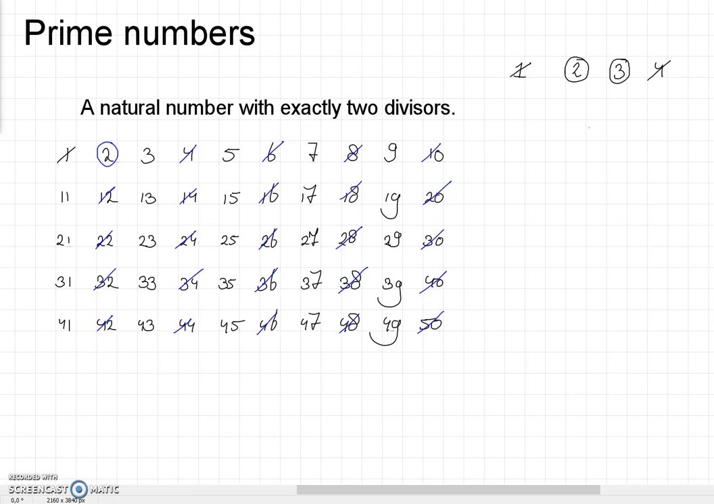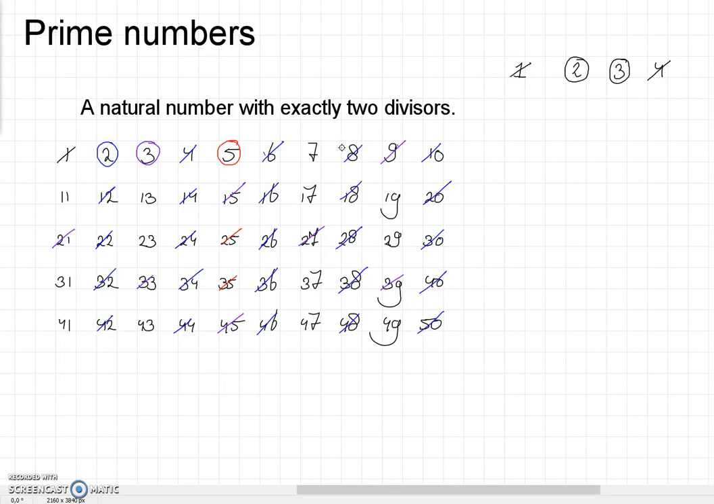Then we look at the next number, 3. 3 is a prime number, but everything divisible by 3 is not. So 6 was not, but we already crossed that out. 9 is not, 12 is not, 15 is not, 18 is not, 21 is not, etc. Now we've eliminated all numbers divisible by 3, we look at the next number, 5. And we cross out everything divisible by 5.